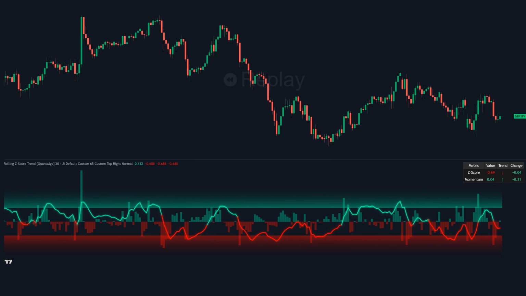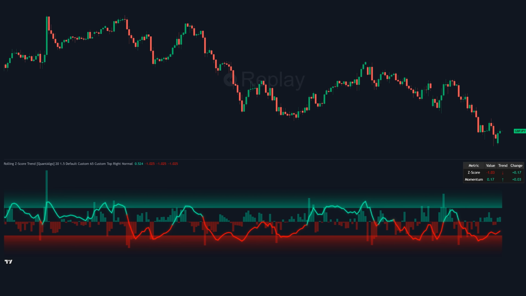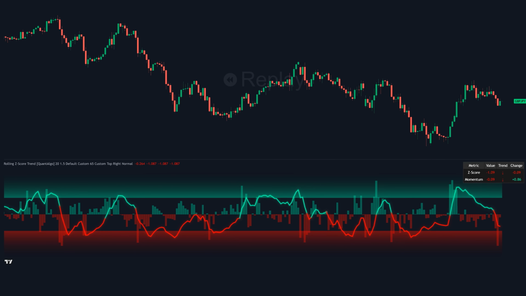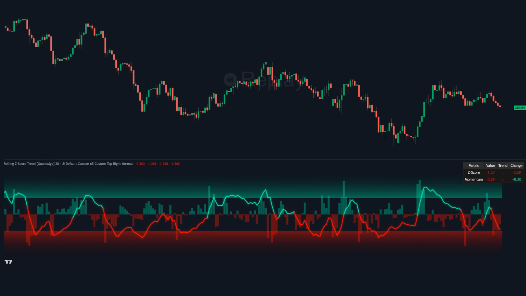The different preset modes also give you a lot of flexibility to tailor it to your specific trading style, whether you're a scalper or a long-term trend follower. Plus, it's open source, which is always great for transparency.